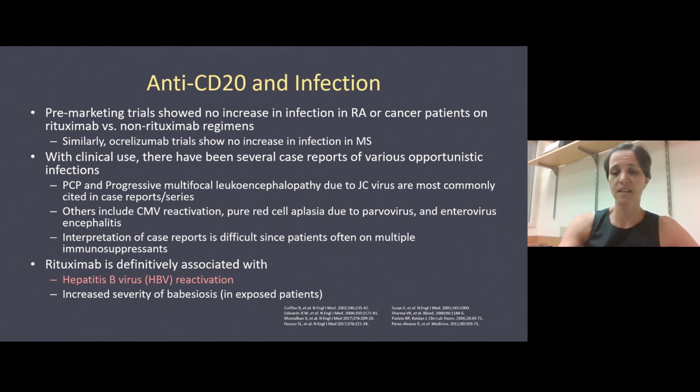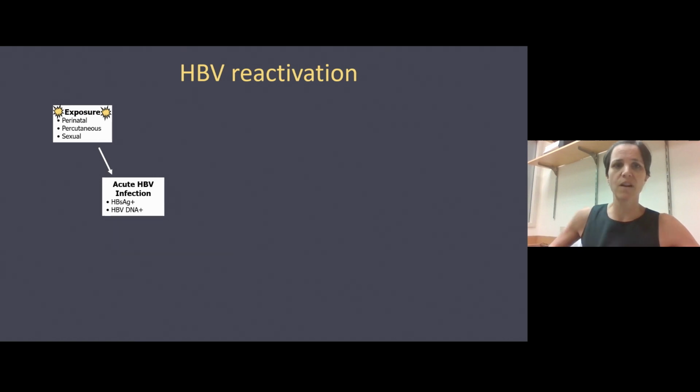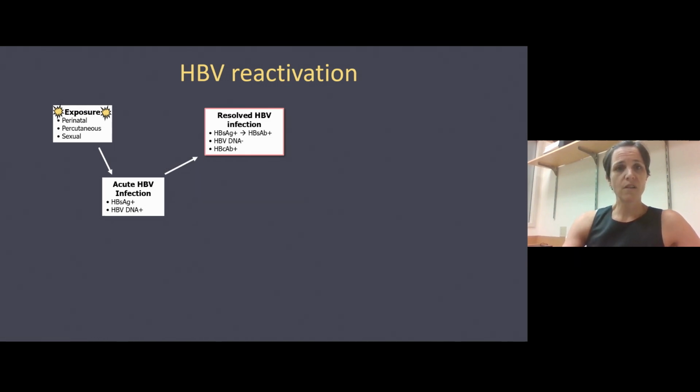I'm going to talk about hepatitis B because I think that's the most important. In order to have hepatitis B reactivation, first you have to be exposed to hepatitis B. That can happen perinatally, percutaneously, or sexually. You'll go on to develop an acute hepatitis B infection, which means you become surface antigen positive and your DNA becomes positive. If you're an adult when you get it, about 90% of the time, or maybe more, you will resolve, and I say that in air quotes, your hepatitis B infection, meaning you become surface antibody positive, your DNA becomes undetectable, and you develop this core IgG that is a marker that you had natural infection. That being said, once you've had natural infection, you will have a small reservoir of retained hepatitis B DNA in hepatocytes, and that's the source for reactivation.